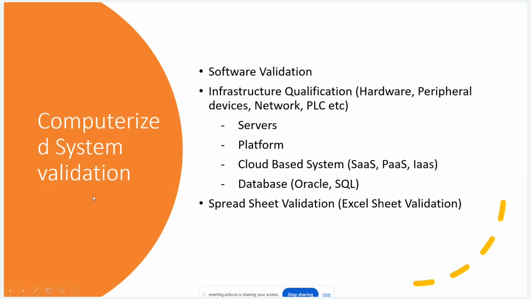Okay, but what is to be included? These three major things I'm showing: software validation, infrastructure qualification. You have to install the software on some hardware, correct? That hardware is the infrastructure. Like your mobile, you install WhatsApp on the mobile only, not in the air, correct? So you have to qualify your mobile first. Here there is no mobile; here we have servers, clients, a network. So we have to qualify those things.